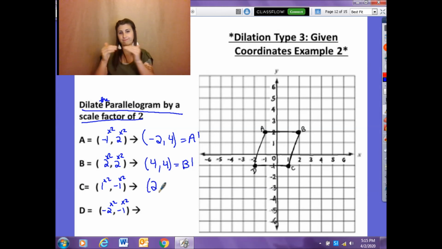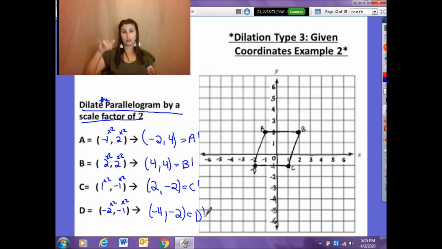1 times 2 is 2. -1 times 2 is -2, and that equals C prime. -2 times 2 is -4. -1 times 2, that's -2, and that equals D prime. So it says dilate the parallelogram. We wrote out the coordinates of the dilation, but there's an image here, so we should draw it out.